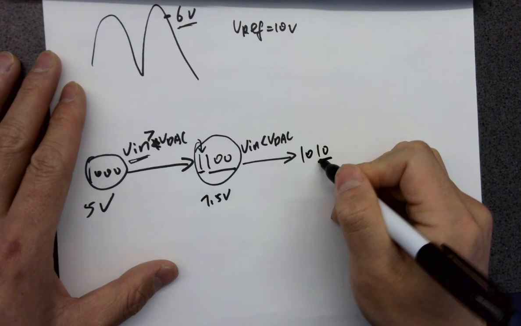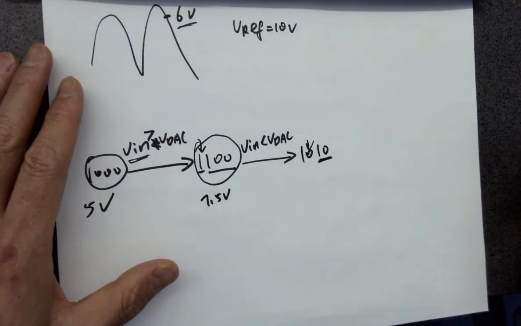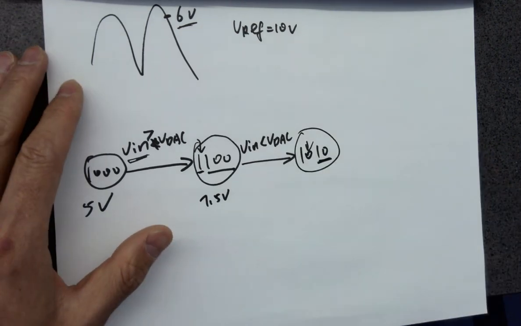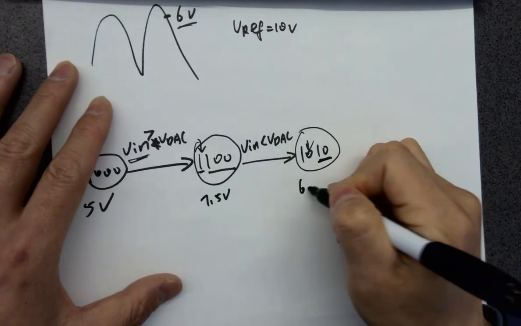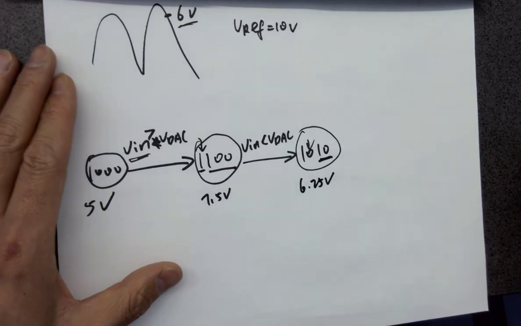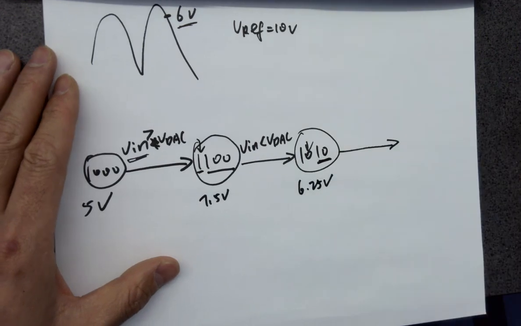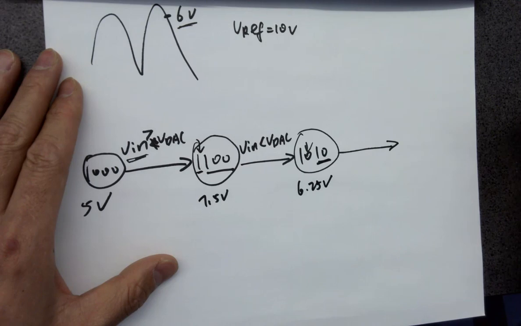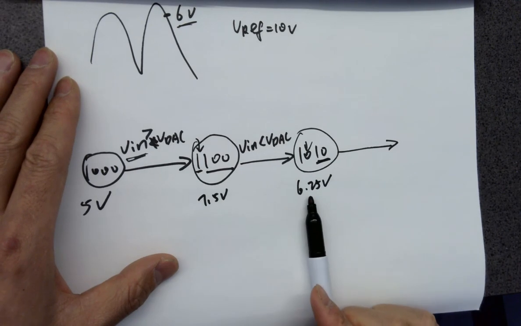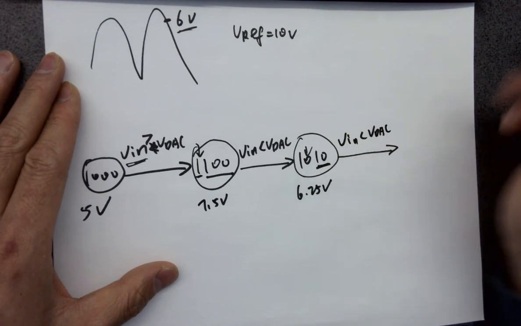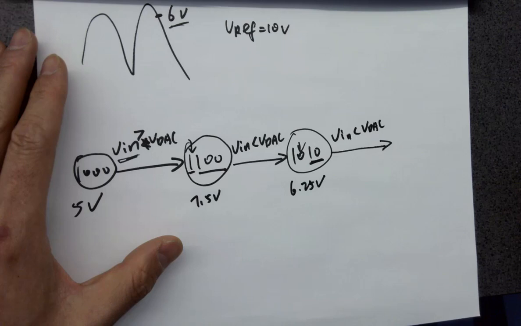1010, because this is the old code and this is the new number, the comparator's output, and we know this number is what? This number is 6.25 volts. So this is what? VDAC, right? So what's next?